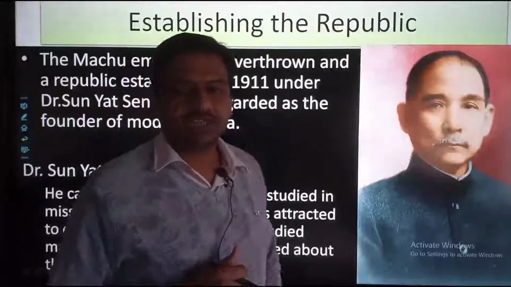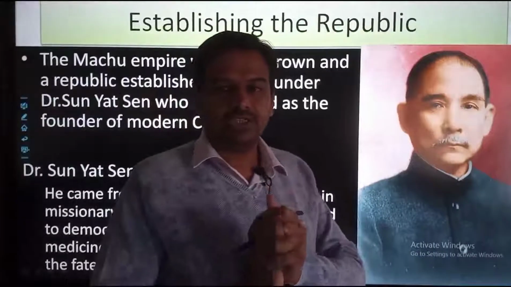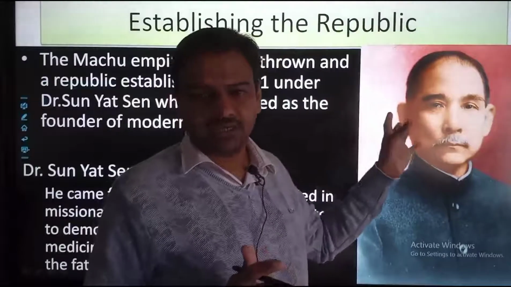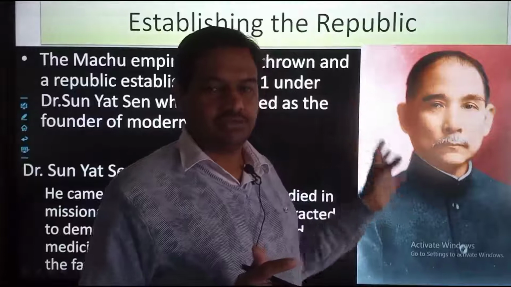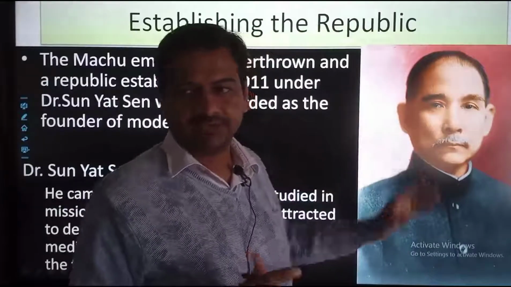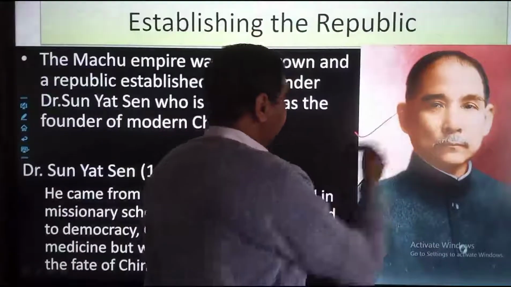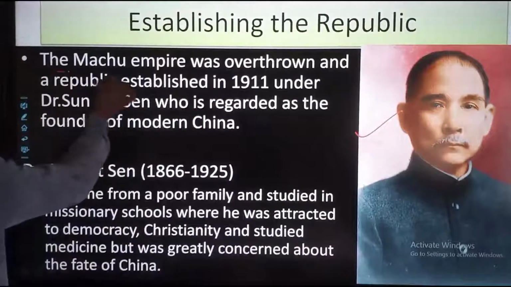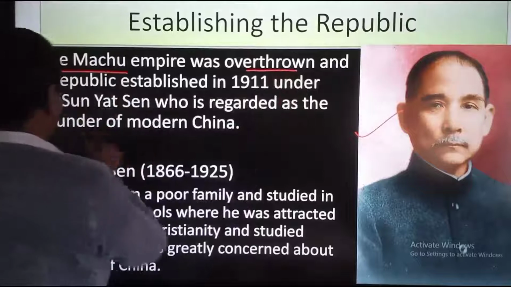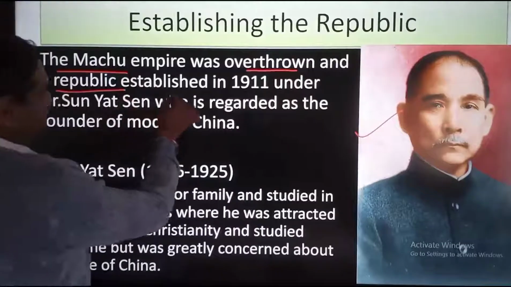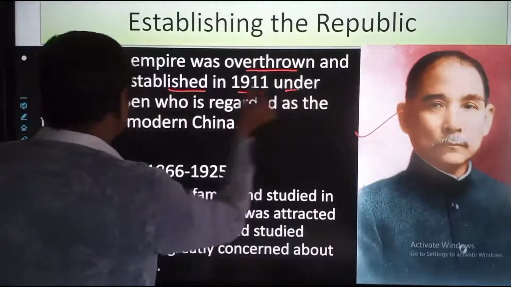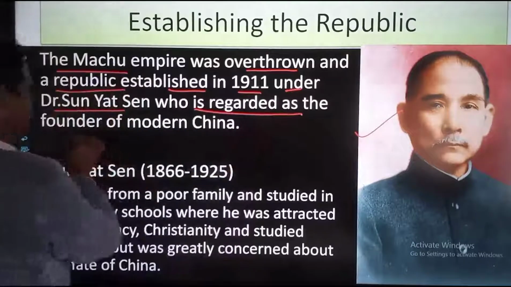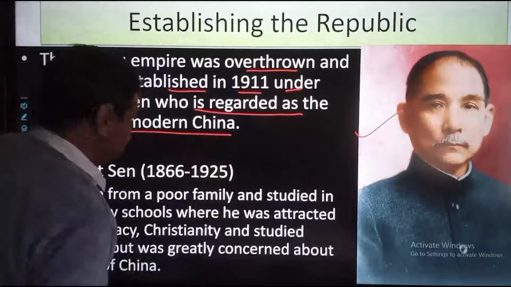So after Liang Qichao and Kang Youwei, there was another reformer who came into politics, and it was Sun Yat-sen, who was considered the father of modern China. So this is the image of Sun Yat-sen, and he was the first president of China. The Manchu Empire was overthrown and a republic established in 1911 under Dr. Sun Yat-sen, who is regarded as the founder of modern China.